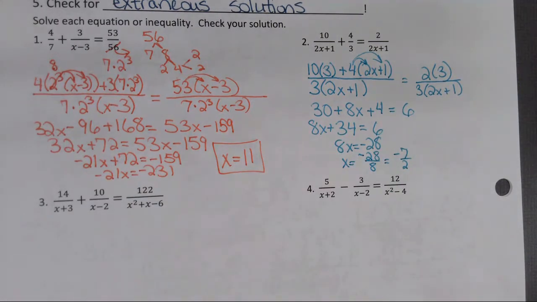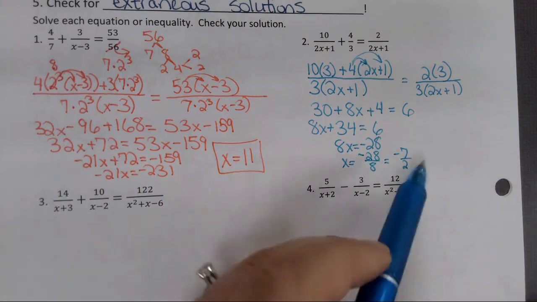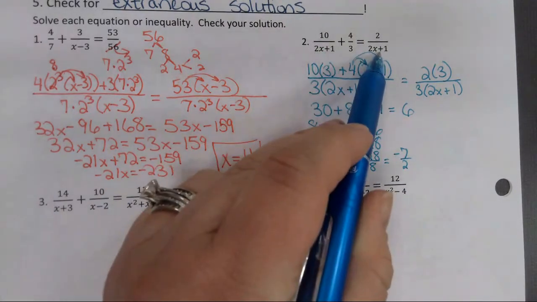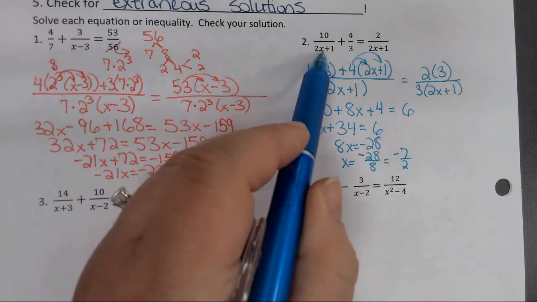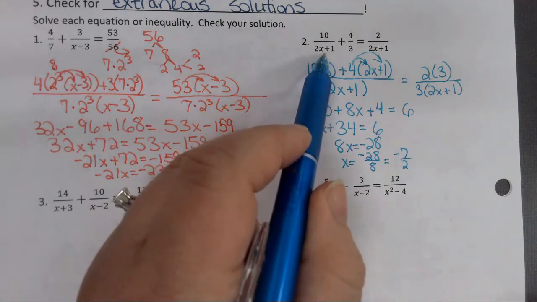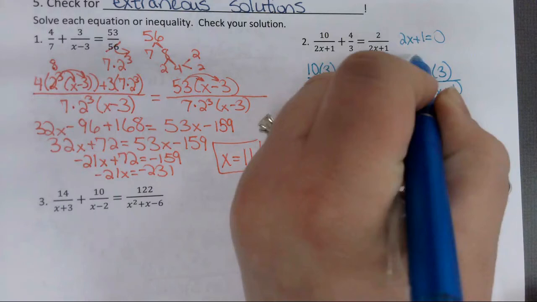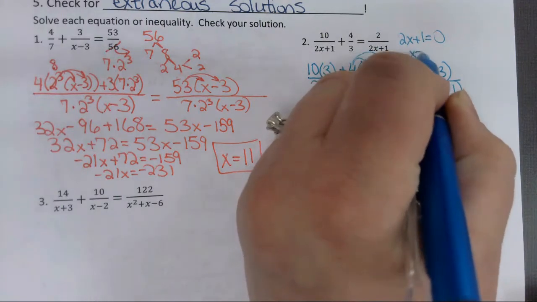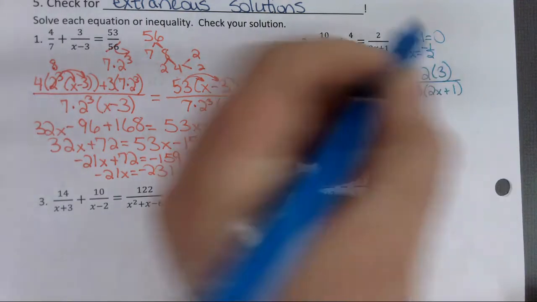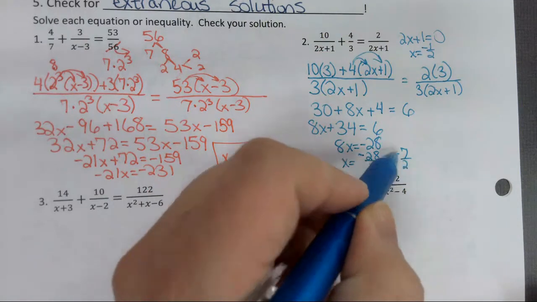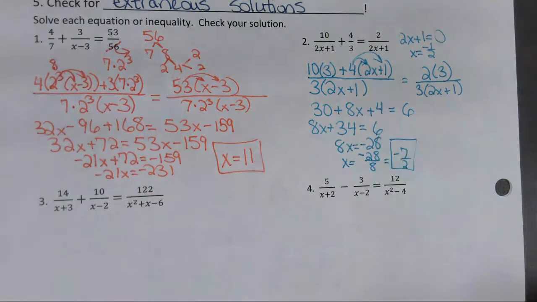So let's plug that back into the original, to make sure that we're not getting any excluded values. Alternatively, instead of plugging back into the denominators, you could just find your excluded values. So 2x plus 1 equals 0. So subtract 1 from both sides and divide by 2. Negative 1/2. That's not what we got for our solution. So negative 7/2 is my answer.